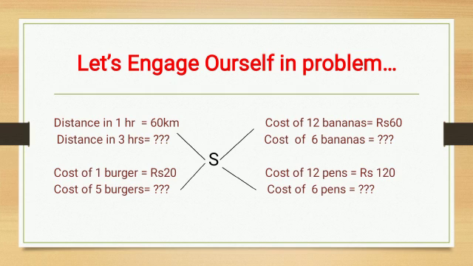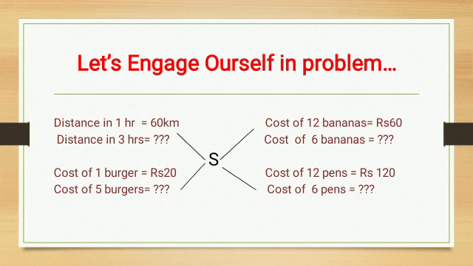For example, you are moving on your vehicle and you are covering 60 km in 1 hour. If I ask you how much distance you will cover in 3 hours, definitely more distance will be covered, because in 1 hour you are covering 60, and in more time you will definitely cover more distance, right? So the second quantity is depending on the first quantity.